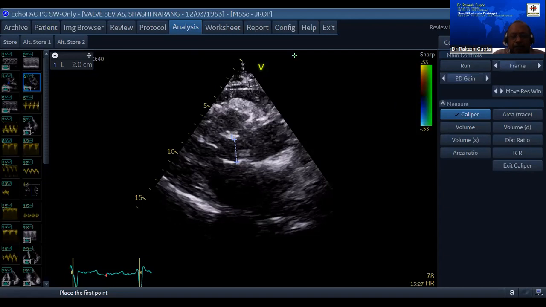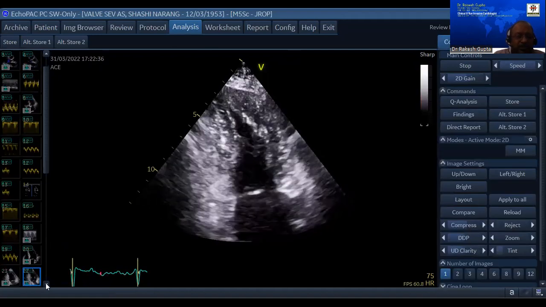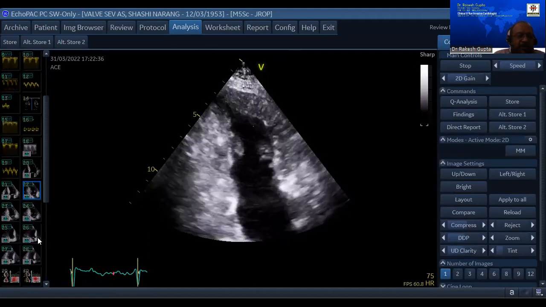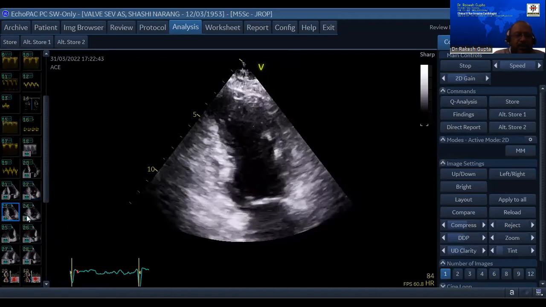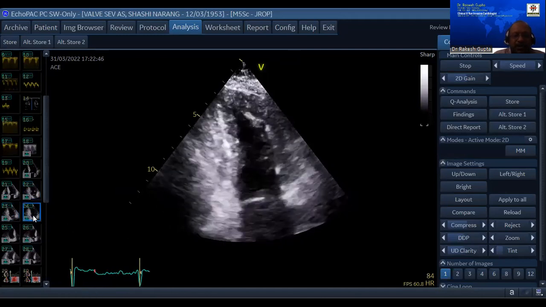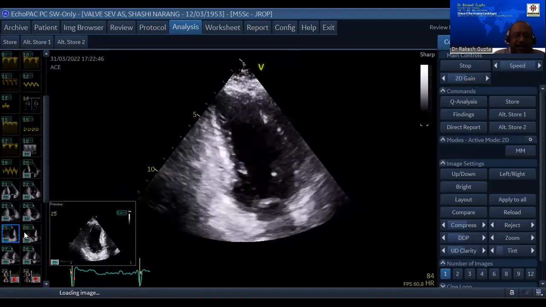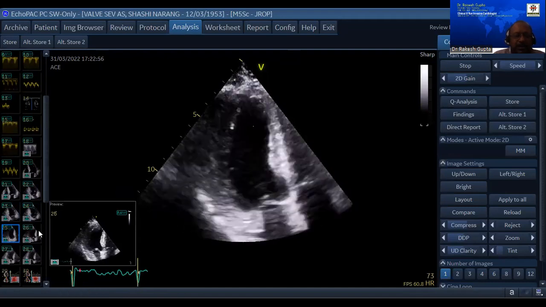Sir, in the measurement of LVOT Doppler assessment, where do we keep the exact sample volume? Okay, good question. That's what I'm looking forward to from all of you. I'm trying to make it as interactive as possible. And I like this. Somebody asked me this question. I really liked it.